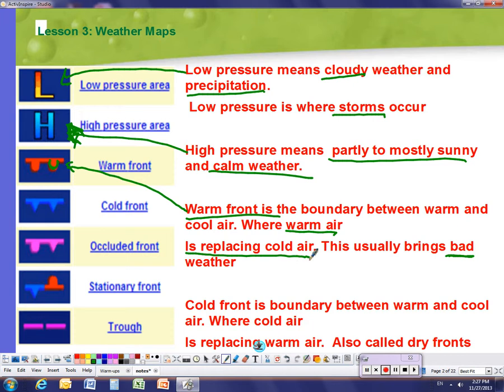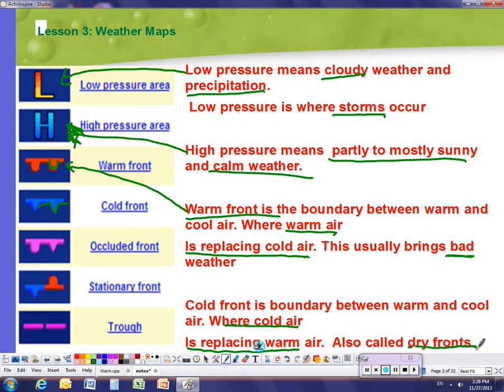Now a cold front is going to be the triangles on a blue line. A cold front is the boundary between warm and cold air, where cool air is replacing the warm air. This is also called a dry front. We like this, dry fronts. Yes, it's usually cold, but it's not snowing, it's not raining.